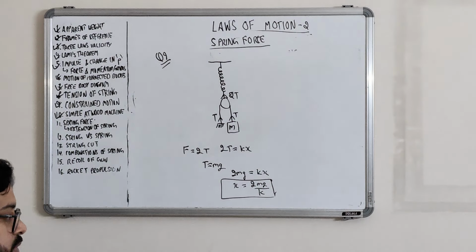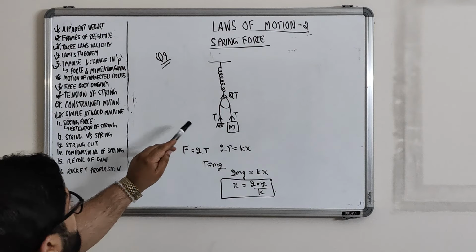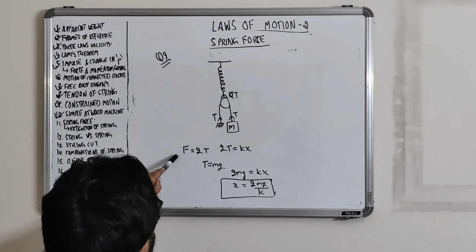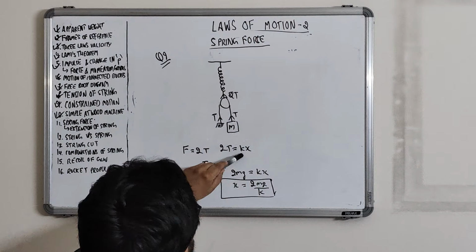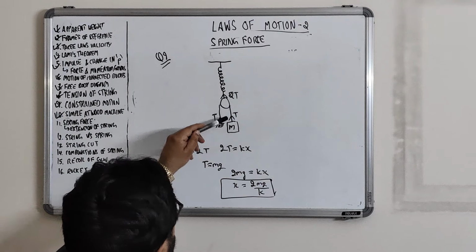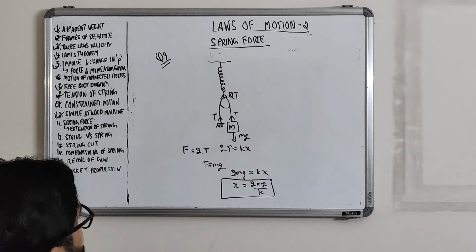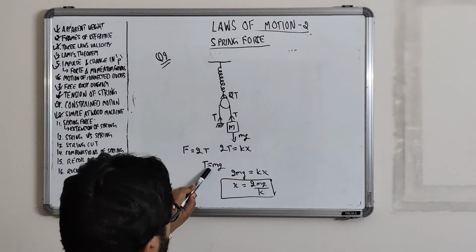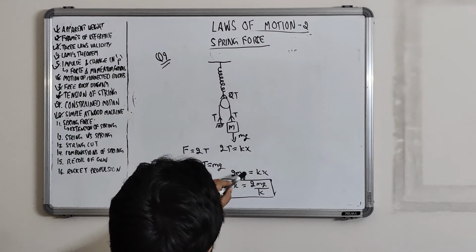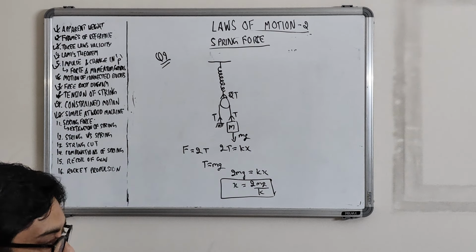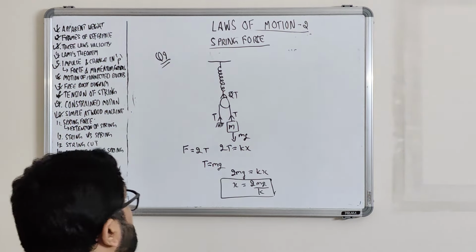All right. Simple. 2T is equal to the spring force, 2T is equal to kx, where k is the spring constant, right? T is equal to mg. So therefore 2mg is equal to kx, so x is equal to 2mg by k. Simple. Okay.